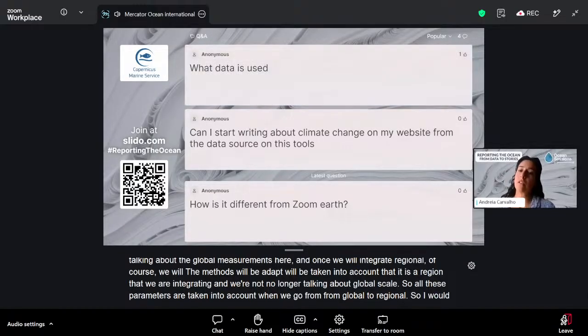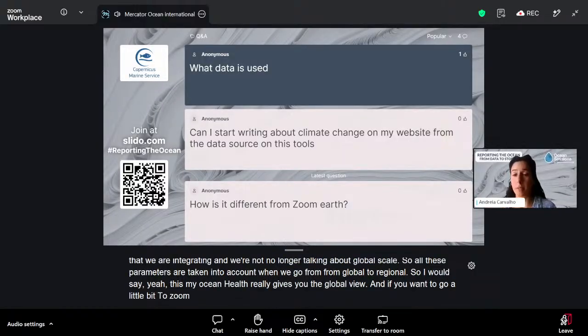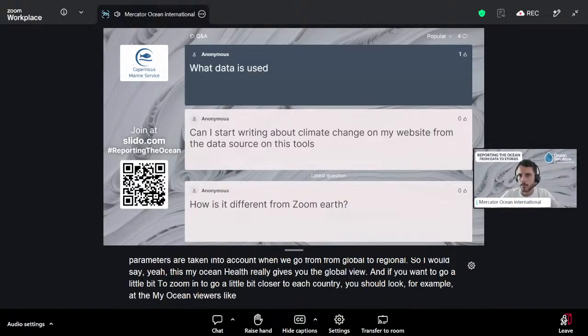So I would say this My Ocean Health really gives you the global view. And if you want to zoom in, to go a little bit closer to each country, you should look, for example, at the My Ocean viewers. Maybe Tony will talk a bit about that next.